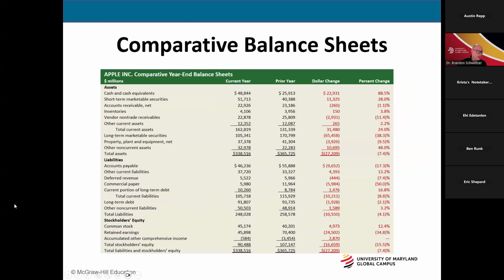So here's what it looks like on the balance sheet. The current year compared to the prior year. 2024 minus 2023 gets me to the dollar change. 2024 minus 2023 divided by 2023 times 100 gets me the percent change. And then you can see that I do that for every single item on my balance sheet and my income statement. And I can do this real simply in Excel.